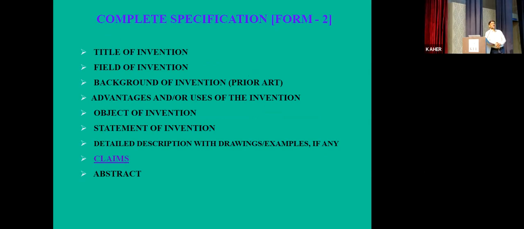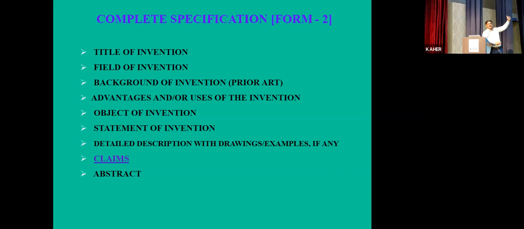Best mode of carrying out the invention. Inventive step and best mode of carrying out: in which section do we have to mention them, and how? The inventive step is the advantages or uses of the invention over the prior art. You are describing the prior art in the background, so the advantages over the prior art are what the inventive step actually is.